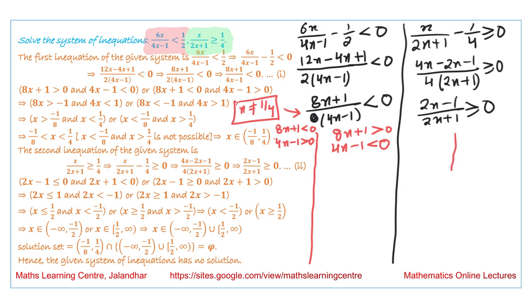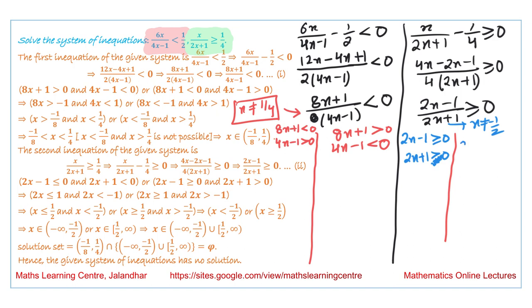In this case we will have two cases again. First condition we are having is x is not equal to minus 1 by 2, since the denominator should not be 0. First is 2x minus 1 is greater than equal to 0 and 2x plus 1 is greater than equal to 0. This equality sign we cannot put over here.